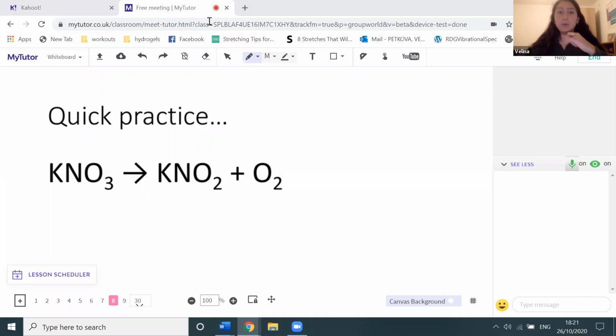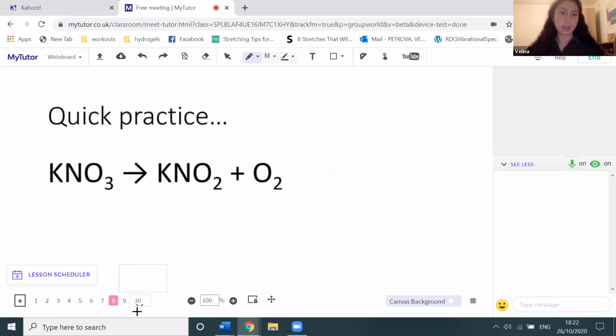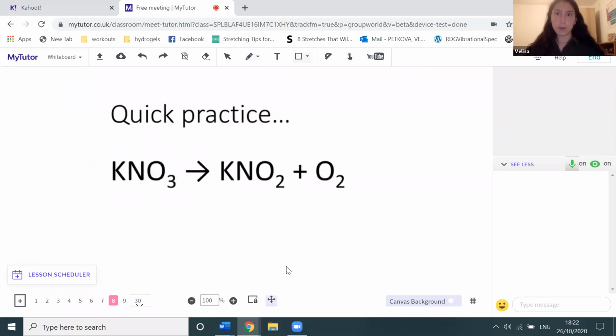A balanced equation means that you have the same number of atoms on your left and on your right. So if we have 4 on this side, we must have 4 on this side, as now we do. That'll be a bit clearer now in this example. I'll just go over it.